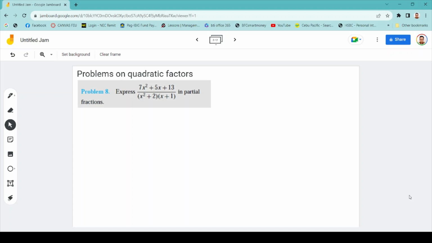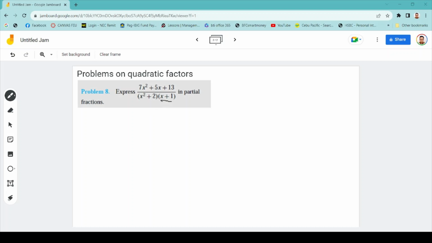We'll discuss problems with quadratic factors. How will you know that you're going to use the quadratic factors in the partial fractions? First and foremost, you can check it from here. Here, x to the power of 2, that is quadratic. But this part is just similar to the linear partial fractions.